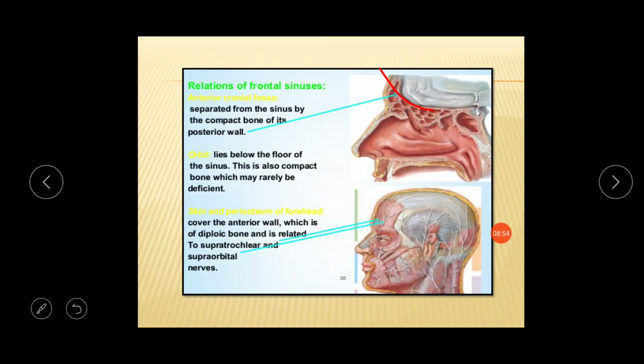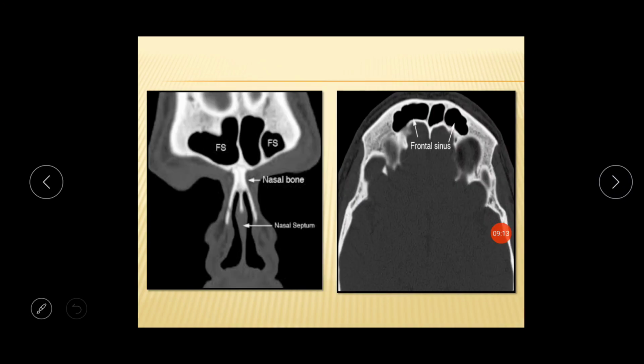Skin and subcutaneous tissues of the forehead cover the anterior wall of the frontal sinus. Here there are some supratrochlear and supraorbital nerves and vessels which are running over the anterior wall of the frontal sinus. Here you can see the coronal cut of the frontal sinus showing right and left frontal sinuses respectively in the frontal bone, and this is the transverse cut of the frontal sinus.